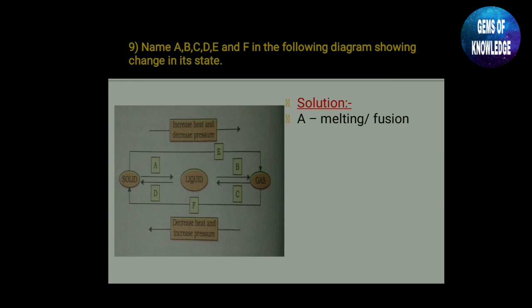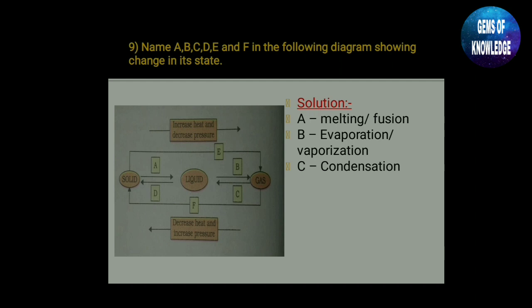Okay, next B. B is changing from liquid to gas. Liquid is changed into gas. It means vaporization is taking place or we can say evaporation is taking place. Either this or that. Then C. C is changing from gas to liquid. Gas is being changed into liquid. It is nothing but called condensation.